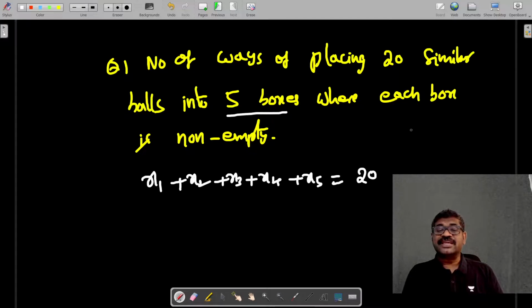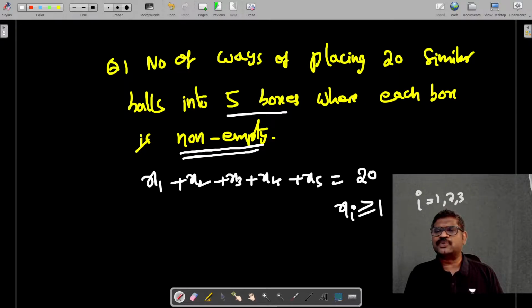Here each box is non-empty. This is another key word. If it is non-negative, the thing is different. Non-empty, the thing is different. Non-negative means xi greater than or equal to 0. Non-empty means xi greater than or equal to 1, for all i equal to 1, 2, 3, 4, 5. So each xi greater than or equal to 1 because of the non-empty condition.